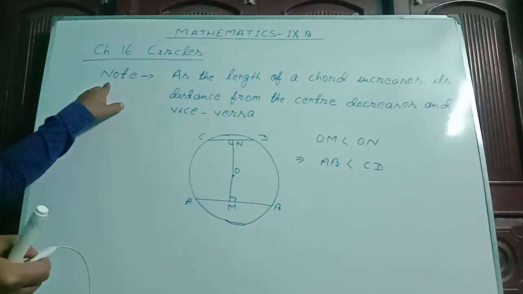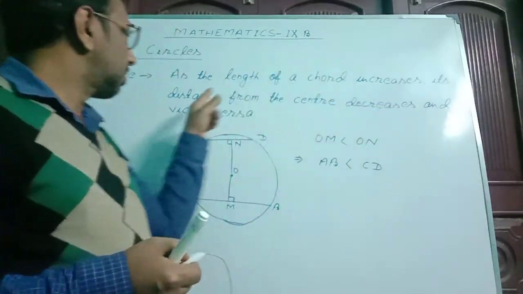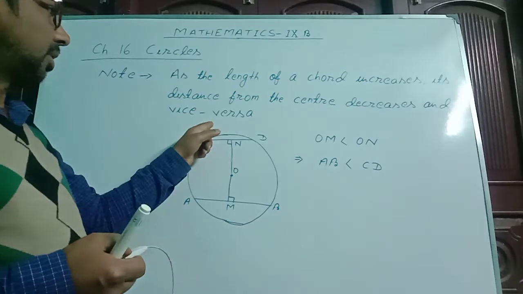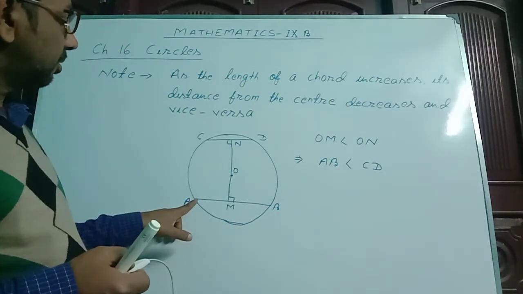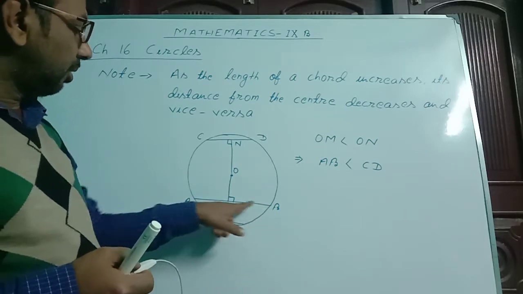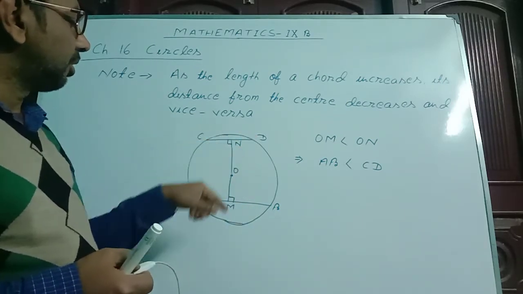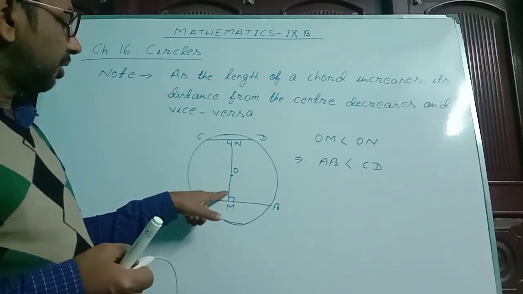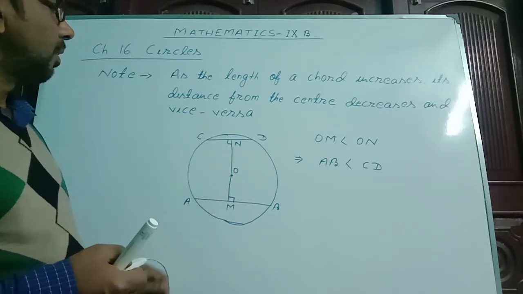So first is this note: as the length of a chord increases, its distance from the center decreases, and vice versa. As the length of a chord increases, this is the length of chord AB. AB is greater than chord CD. So this distance from the center is less than the distance of CD from the center.